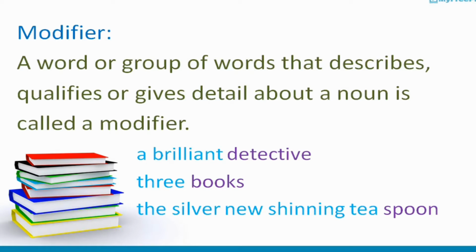Number two, three books. Books is a noun, and three is a modifier, and it describes, qualifies, and gives detail about the books, and that's why it is also a noun phrase. Now, the third example, the silver new shining teaspoon. Here the word spoon is a noun, and all other words describe, qualify, and give information about the noun spoon. That's why we call them modifiers, and the complete phrase is a noun phrase.